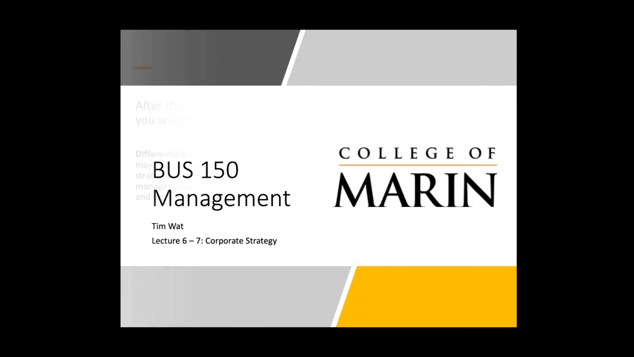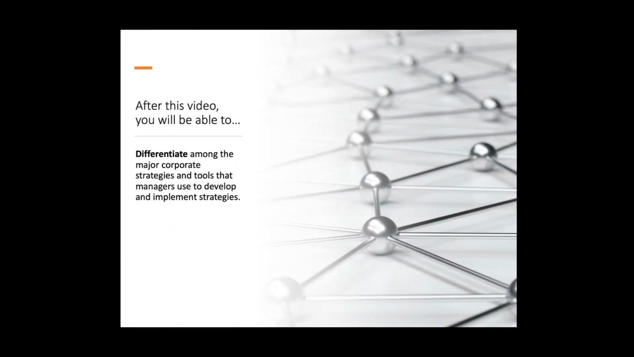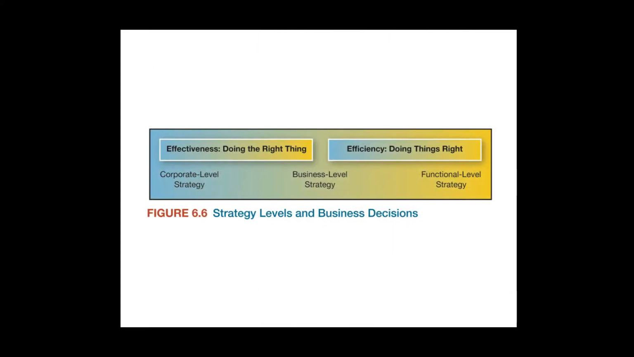We hope that after this video, you'll be able to differentiate among the major corporate strategies and tools that managers use to develop and implement corporate level strategy. So we need some definition here. Remember that management is all about accomplishing organizational goals with two attributes, at least: effectiveness, in other words, choosing to do the right thing, and efficiency, choosing to do things right.